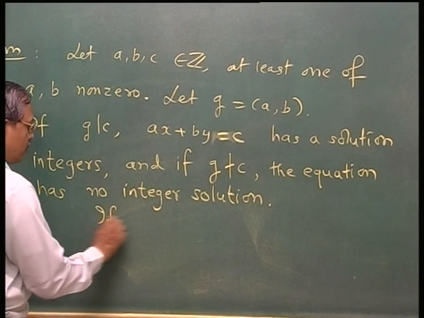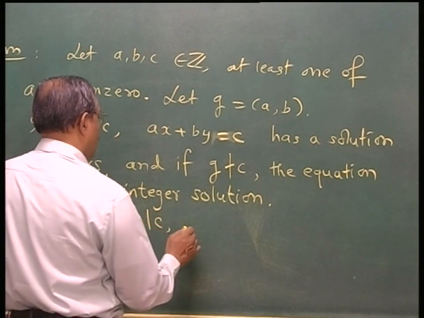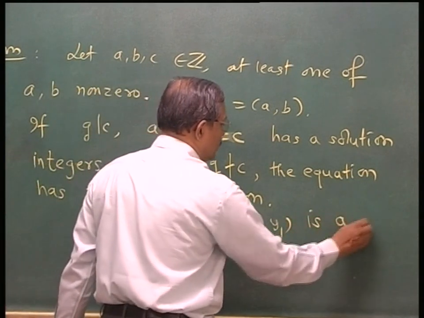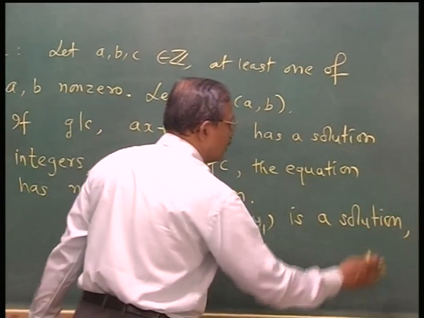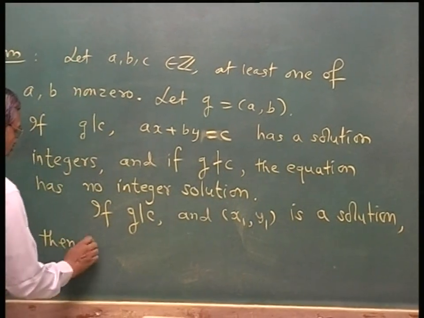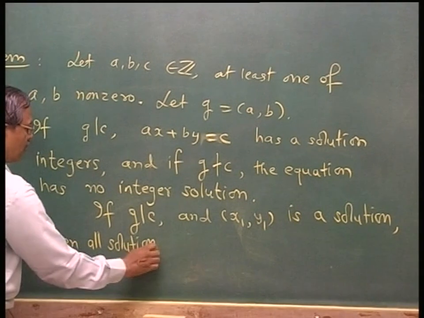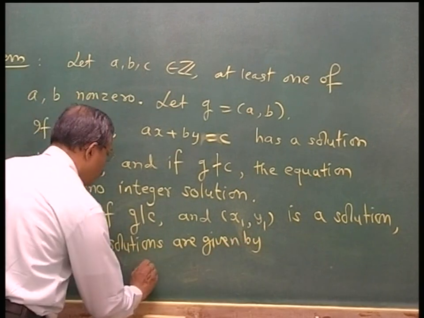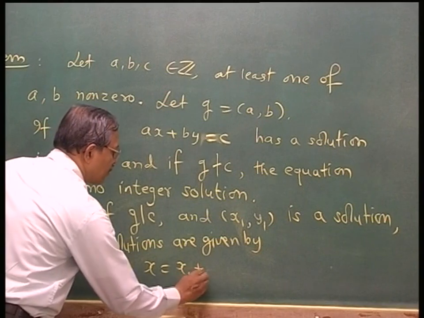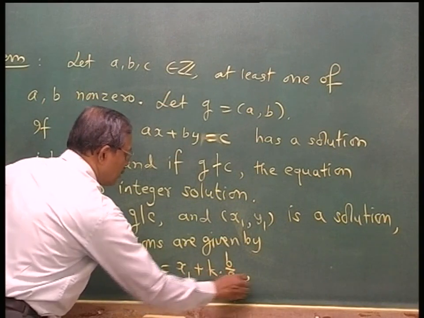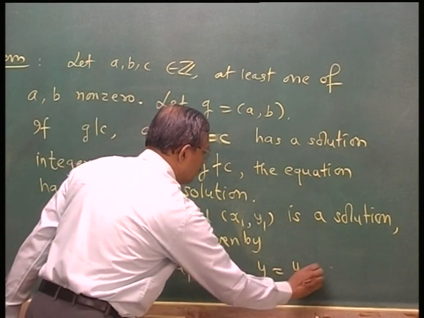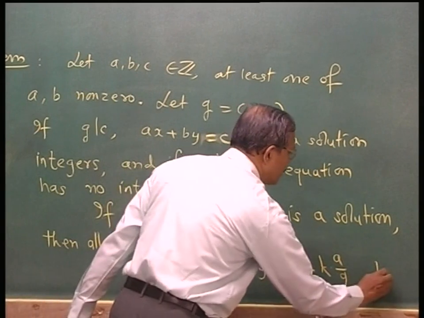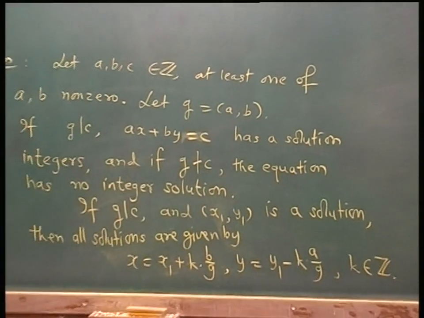If g divides c and x1 y1 is a solution, then all solutions are given by x equal to x1 plus k into b by g, y equal to y1 minus k into a by g, where k varies over Z, k in Z.